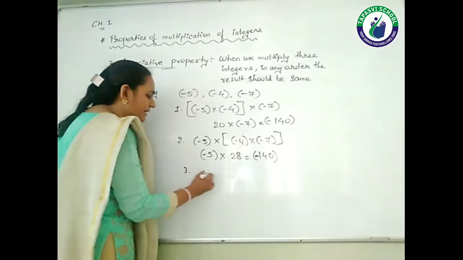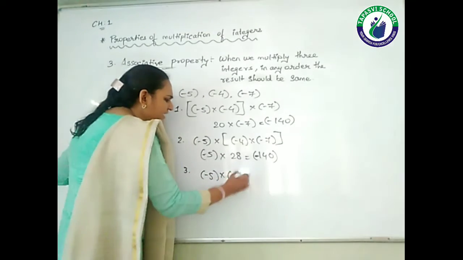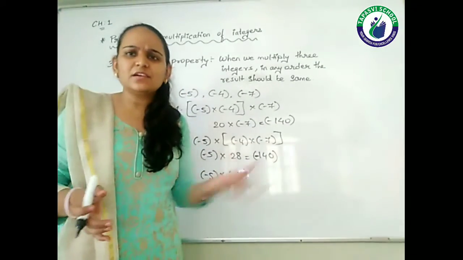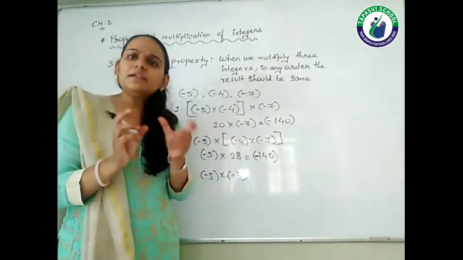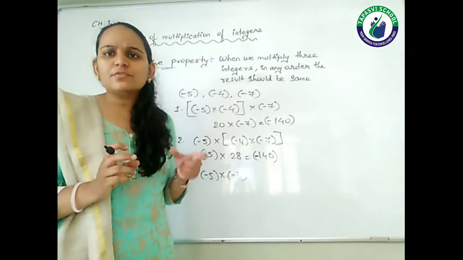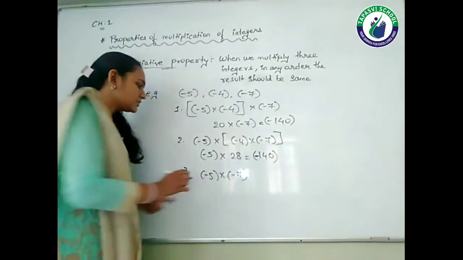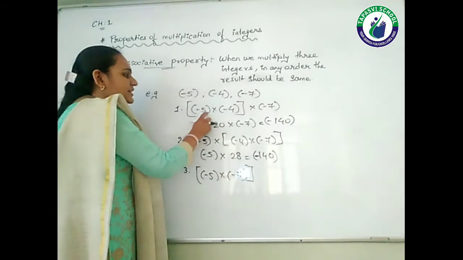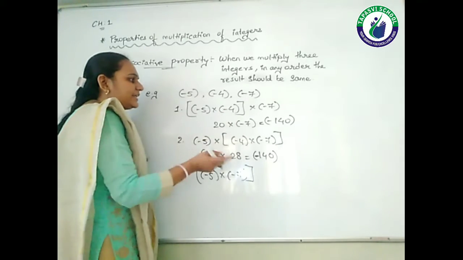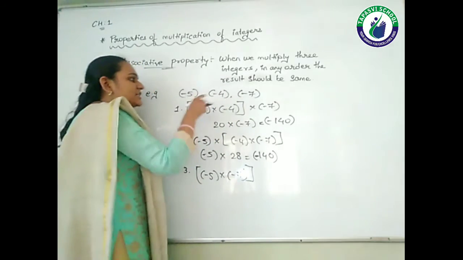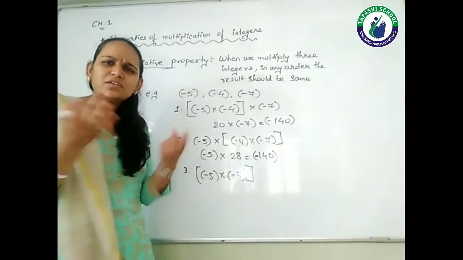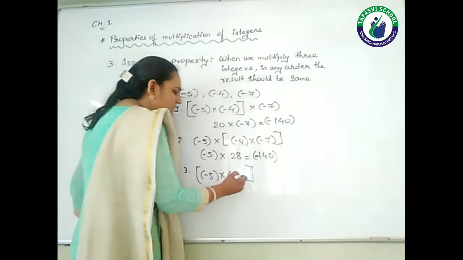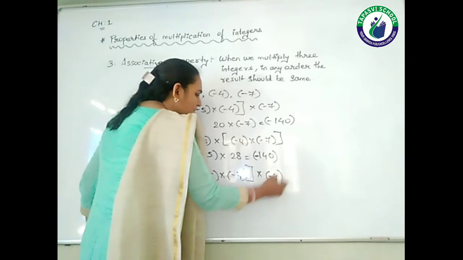So I am doing here -5 and -7. It doesn't matter wherever you take -5; write it first, second or third, it doesn't matter. But try to change the pattern of the multiplication. This square bracket represents that you are first doing this multiplication. In the first case I have done -5 and -4, in the second case -4 and -7, now the last one -5 and -7. 3 numbers are there, so there will be 3 combinations only. So now the last one that is remaining is -4.